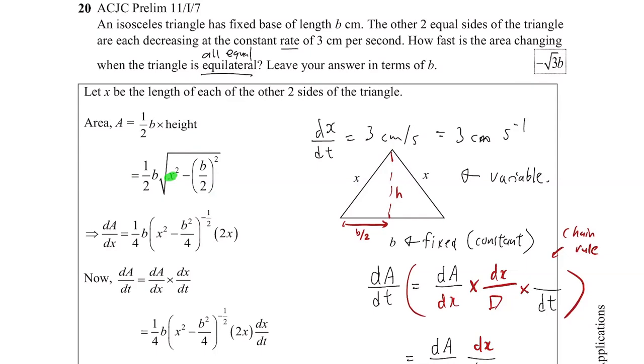Then how do you find dA by dx now? Just differentiate. Is that clear? Square root is the same as power half. You know this, then I don't need to go through it in detail. Half brought down, then minus 1. That's why you got negative half. And then chain rule. So you got dA by dx.